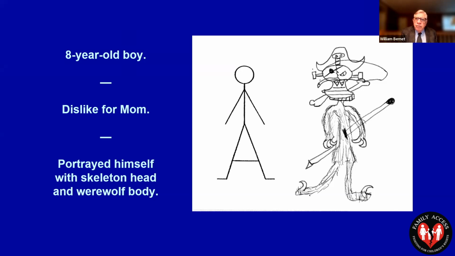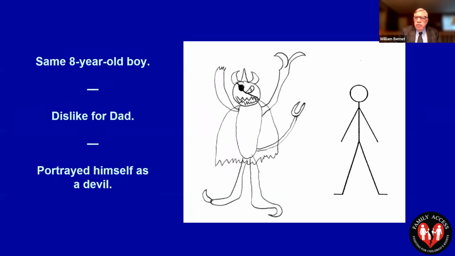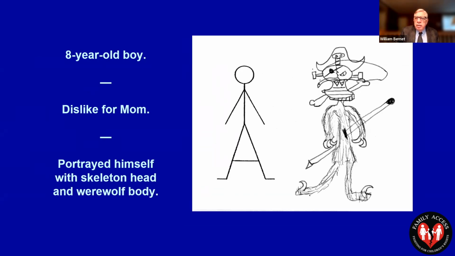I have a feeling that this little boy might have misinterpreted the directions. In other words, what you'd say to the child is, put yourself in this picture. And it looks like he actually drew his mother. In other words, this werewolf, I have a feeling, is not intended to be himself. I have a feeling it's intended simply to be a picture of his mother. And that this devil, I have a feeling, is intended to be a picture of his dad. In other words, I think he misinterpreted the directions. But for the purposes of this discussion right now, that doesn't really matter.